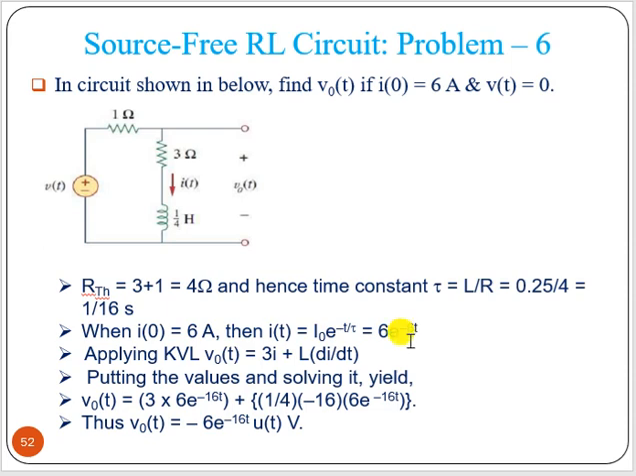We got it. Okay. Now if we apply KVL, v0(t) equal to what? Here, v0(t), that is this value, is nothing but 3i, the voltage drop across this, plus L di/dt, right? Now if we put it and solve, then v0(t) is 3 into i, what you got here, plus L di/dt. If you differentiate this i, we get this expression after doing the summation.